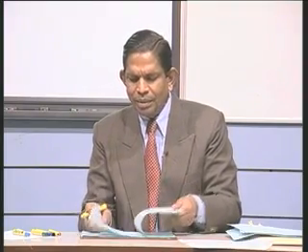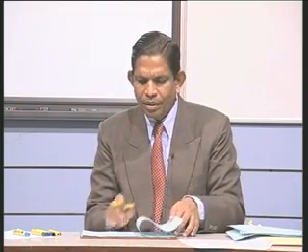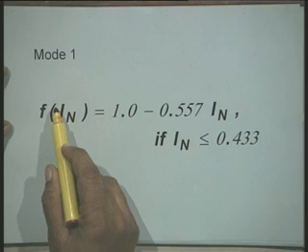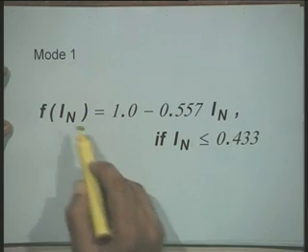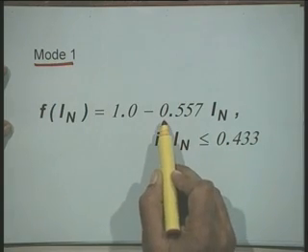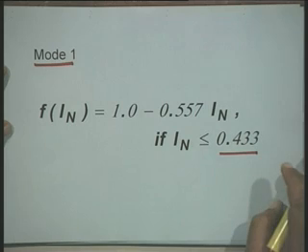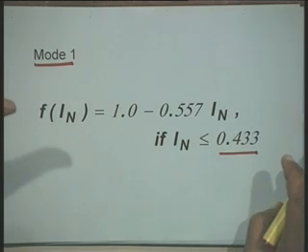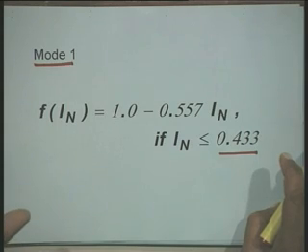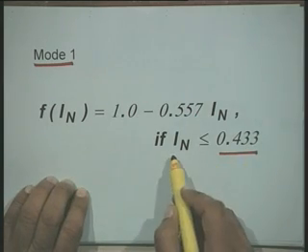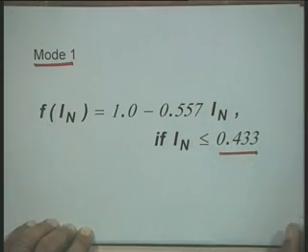We had also seen that when the rectifier operates in different modes, the function Fex is defined as a function of In. This 3-phase bridge type rectifier is modeled so that we identify 3 different modes of operation: mode 1, mode 2, mode 3, right. In mode 1, the field current Ifd is such that the computed quantity In is less than or equal to 0.433, and the function is defined as 1 minus 0.557 into In. This is the mode 1 operation.